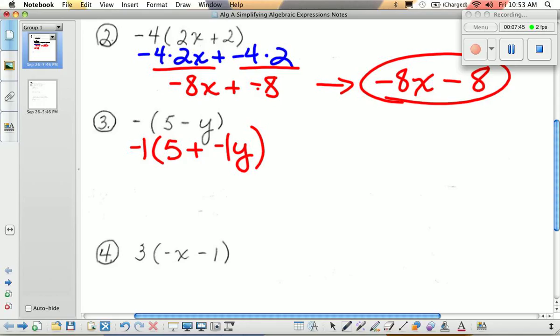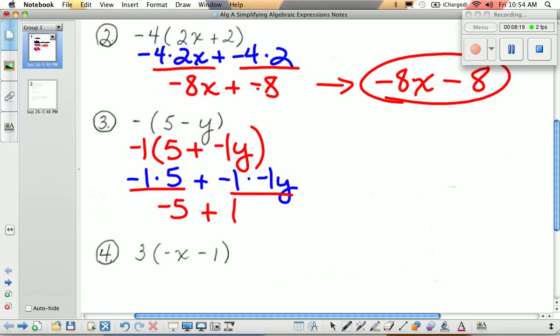Now we'll do our multiplication. We have a negative 1 that's going to be multiplied by the 5, plus we need a negative 1 multiplied by the negative 1y. So we're doing two multiplications here. Okay, what is negative 1 times 5? That's negative 5. What's a negative 1 times a negative 1? A positive 1, isn't it? And then it's still a y. So the negative 1 times the negative 1 becomes a positive 1, and then we still have it times y, so we have 1y.